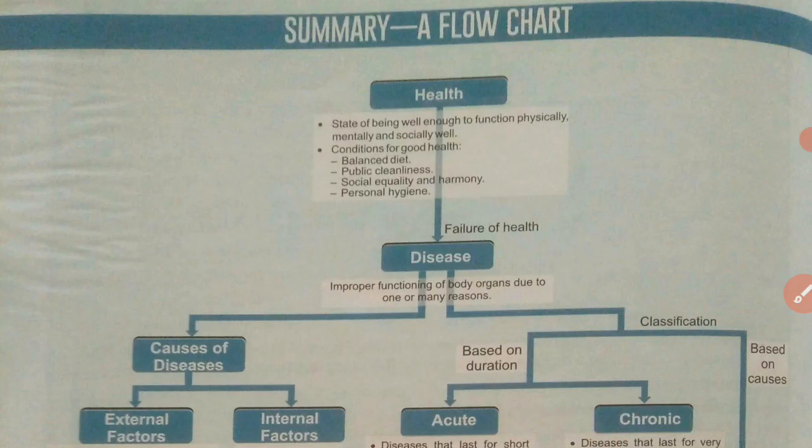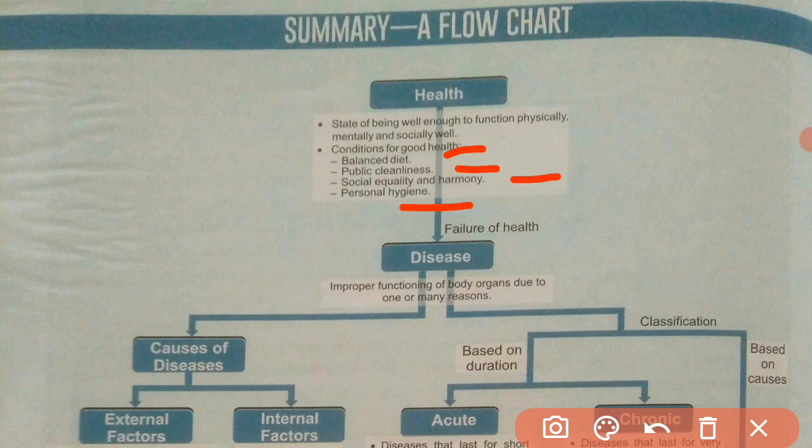So this is the end of this chapter. Here we will summarize this chapter. First of all, we discussed health. What is health? It is the state of being well enough to function physically, mentally and socially. We discussed that there are three aspects of health: physical, mental and social. The conditions necessary for good health are balanced diet, public cleanliness, social equality and harmony, and personal hygiene.